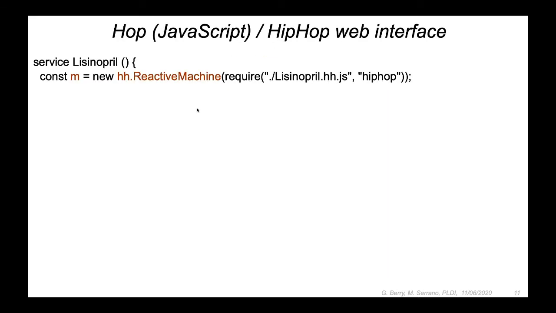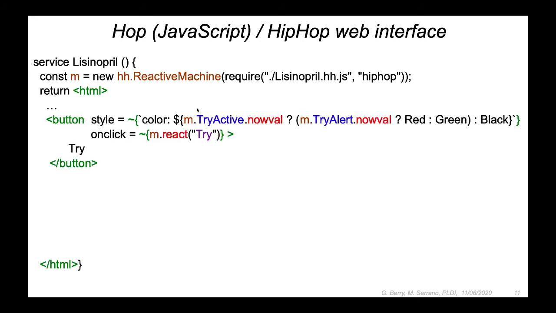long error. Here is a simple Lisinopril simulation web interface described in Hop. It could be described in JavaScript as well. It is simpler than the one we gave in the pictures, just to illustrate what's happening. We declare a service, Lisinopril. Its first component is a reactive machine, which is the compiled code, basically, of the Lisinopril program, with attributes, the input and output signals, and the execution function. It returns an HTML page. HTML is just a normal function call with a different syntax in Hop.